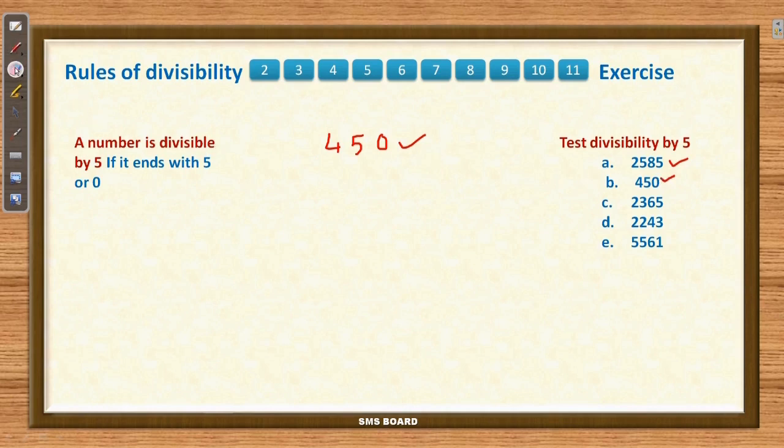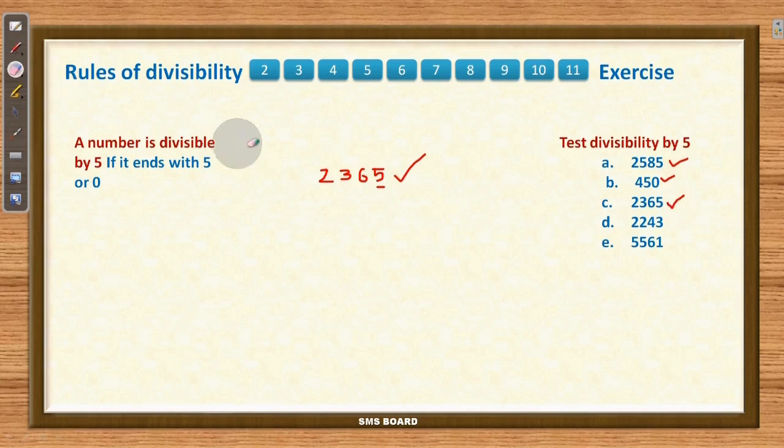Now let us go through 2365. This is the number in the exercise. 2365 ends with 5. So this number is divisible by 5 by the rule. A number is divisible by 5 if it ends with 5 or 0. So this number is divisible by 5.